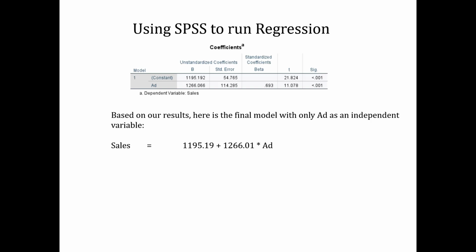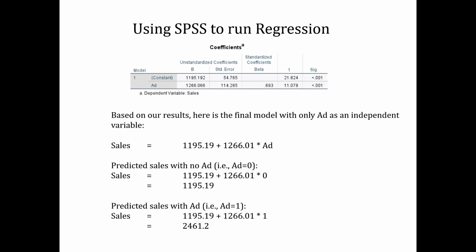What are the predicted sales when there is no ad? When ad equals 0, that is, there's no ad, sales equals 1195.19 since the second term is multiplied by 0. Now, what are the predicted sales when there is an ad? When ad equals 1, that is, there is an ad, sales equals 1195.19 plus 1266 since the second term is multiplied by 1. So the sales equals 2461.2.